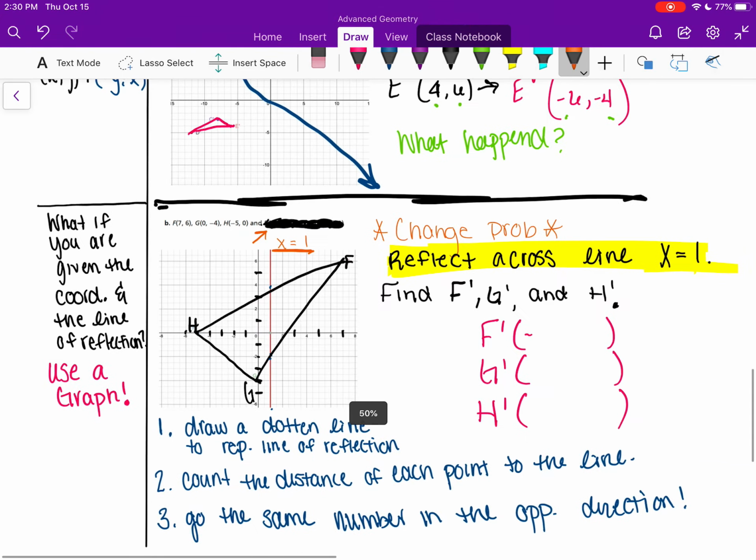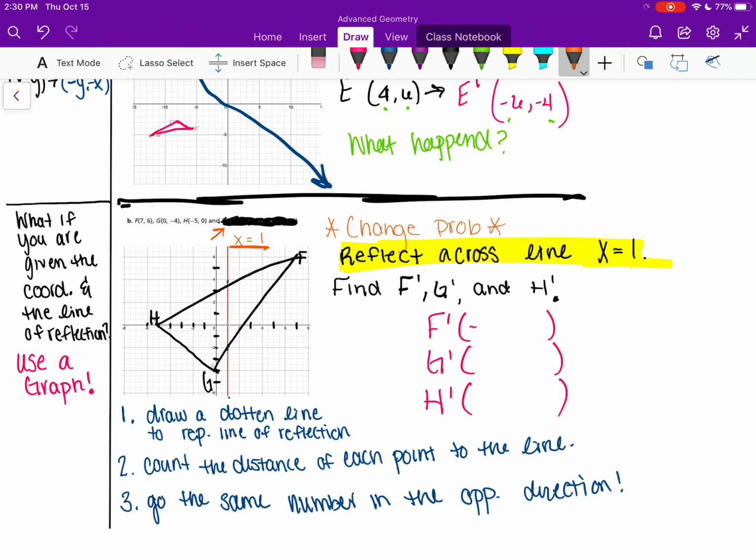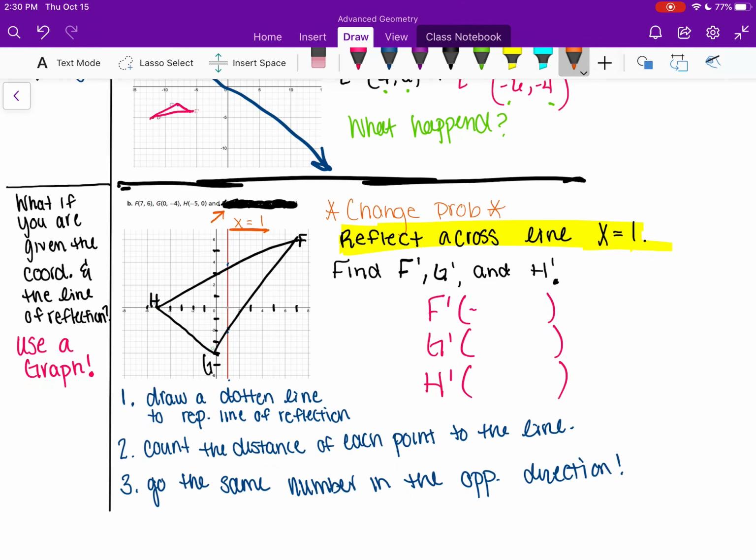Because if we are given the initial starting points of our shape, our triangle, and we're given a horizontal side to side or vertical up and down line of reflection, we can easily reflect this just by using a graph. So the first step is going to be to draw a dotted line or a highlighted line to represent the line of reflection, which is what I have here. We're going to have a line at x equals 1, which is on the x-axis at the value 1. This would be our y-axis.